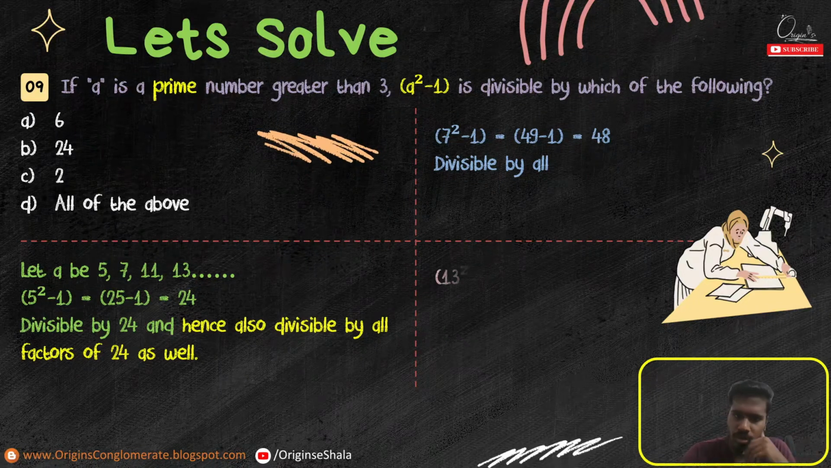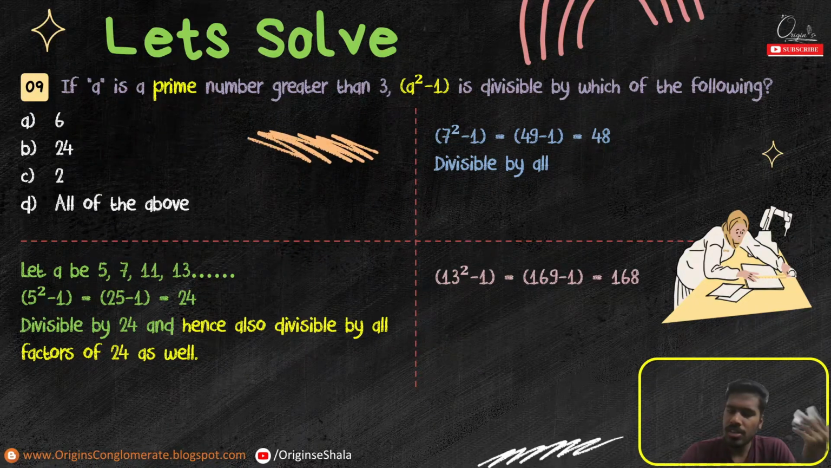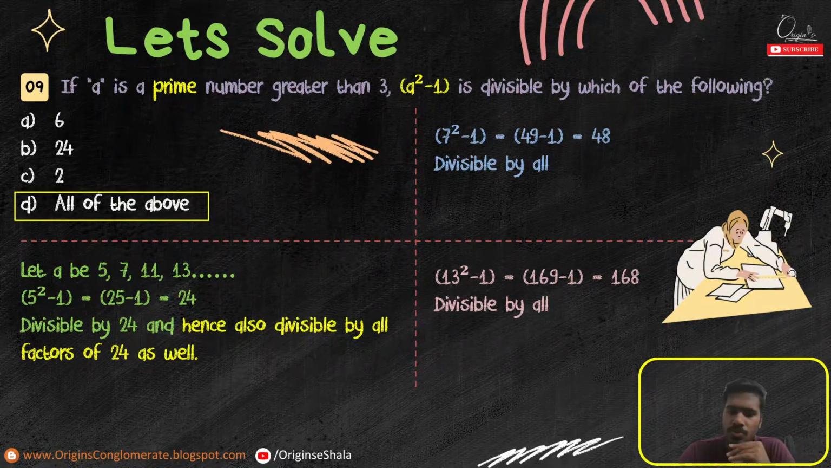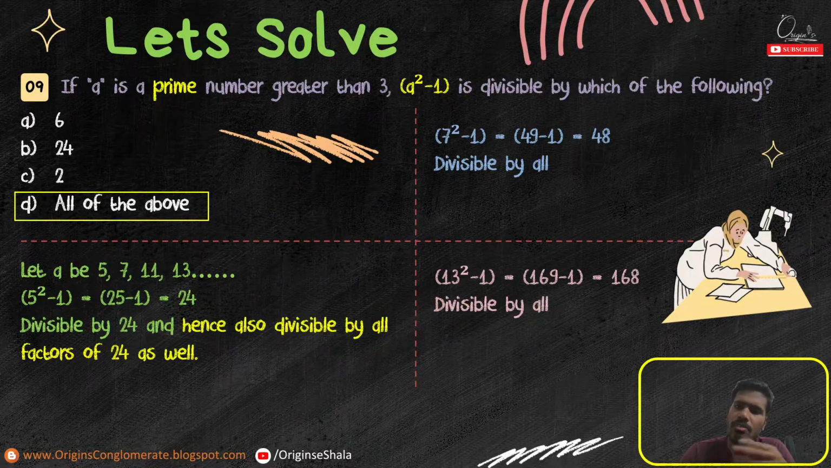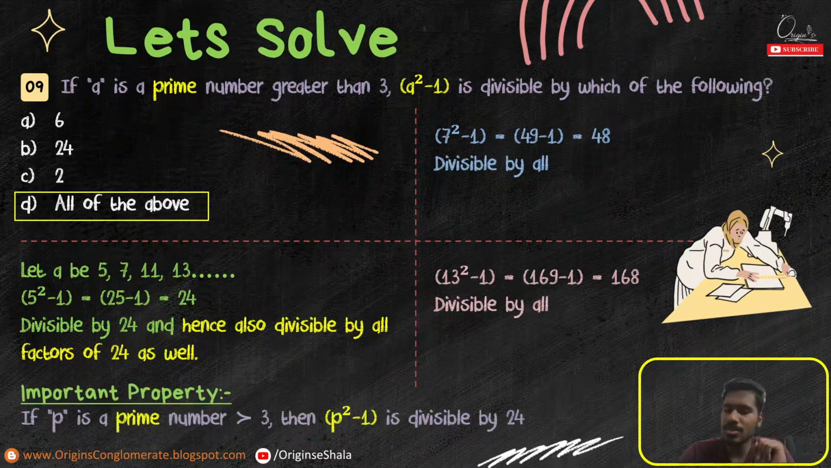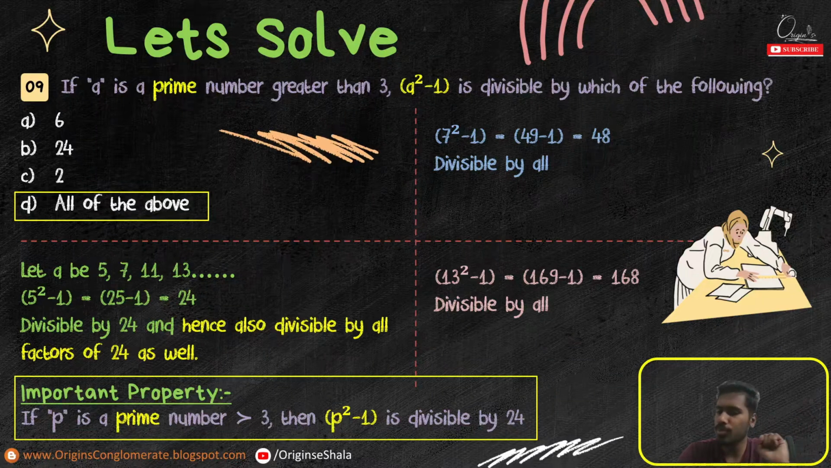So, divisible by all. Let's keep 11. I will just try to make it a bit random and take 13. And again, it is divisible by everyone. So, yeah, for this operation on all primes greater than 3, I am getting all of the above. That means 24 and all its factors are completely dividing this value. And here comes an important property, it is actually a property, that's why I made this question. If you have any prime number greater than 3 and you do this operation, that value will be divisible by 24 and all these factors. It is a property of prime numbers.